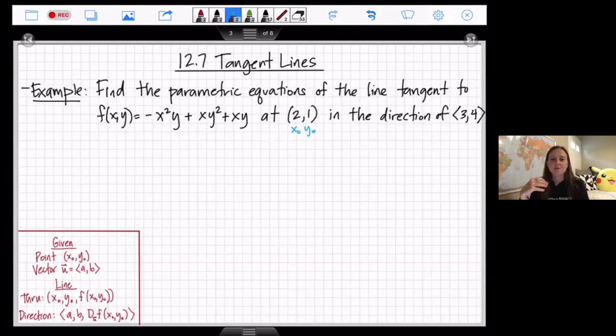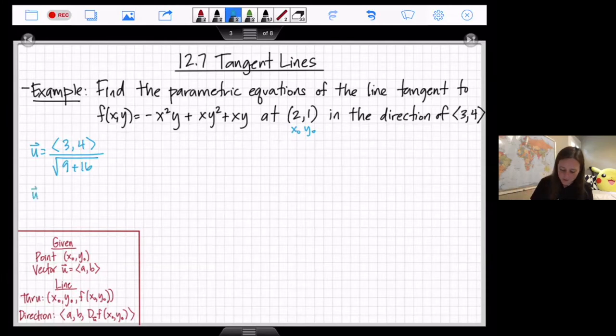So the first thing I need to do is to take this direction vector 3, 4 and make it a unit vector. So let's do that off to the side here. Our unit vector is going to be the vector 3, 4. I keep picking these numbers because they make a nice Pythagorean triple when I divide by the magnitude. 3 squared gives me 9, 4 squared gives me 16, which is the square root of 25. So I'm dividing by 5.